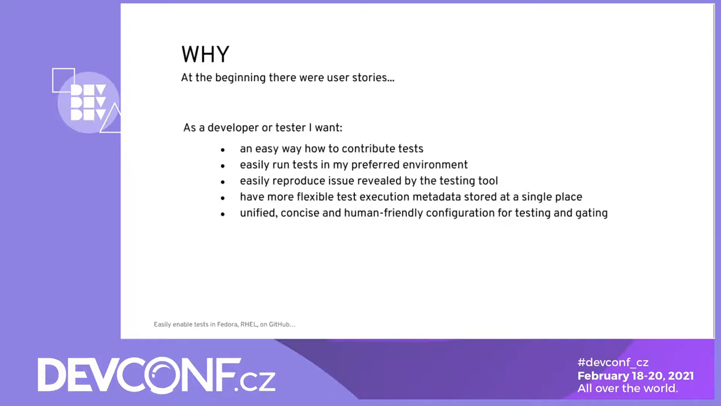Then the second one: I want to easily run tests in my preferred environment. Someone prefers to run tests locally, someone in a container, someone in a virtual machine, and we would like to support all of them. If there is a problem in the CI, I would like to be able to reproduce the issue very, very easily.